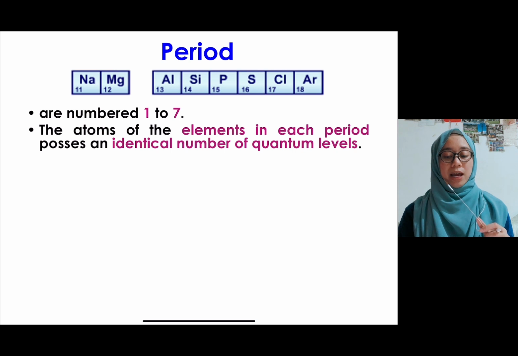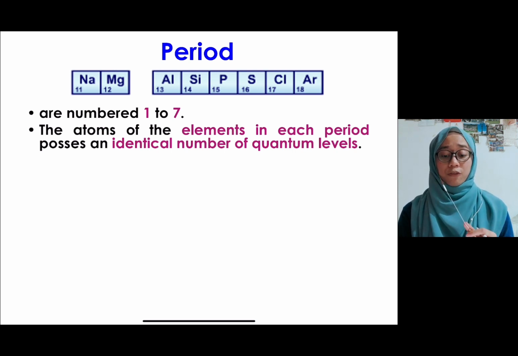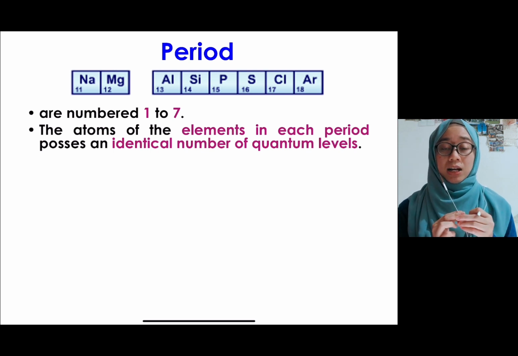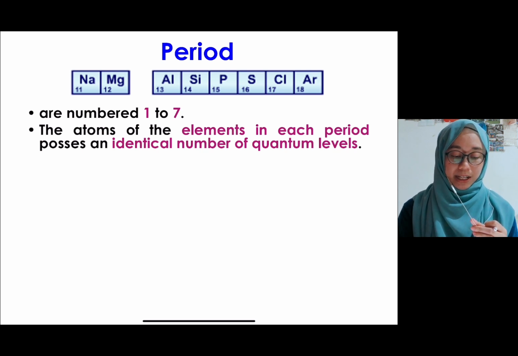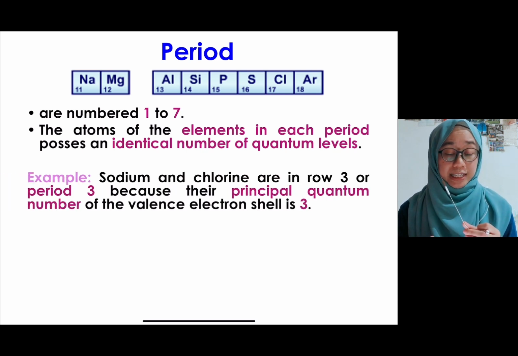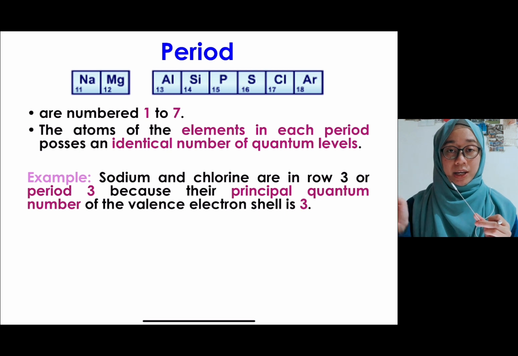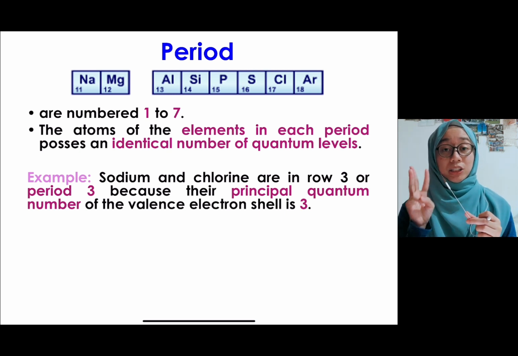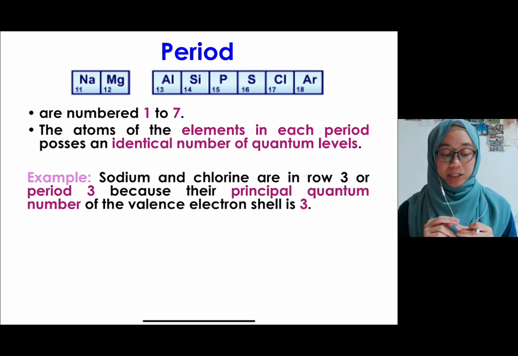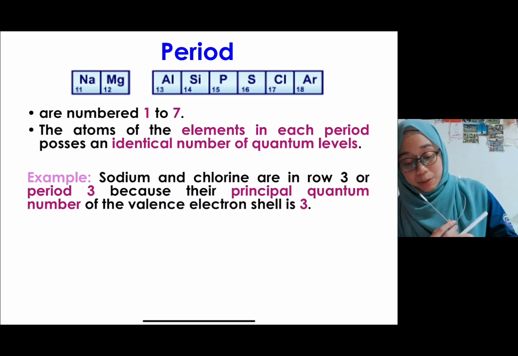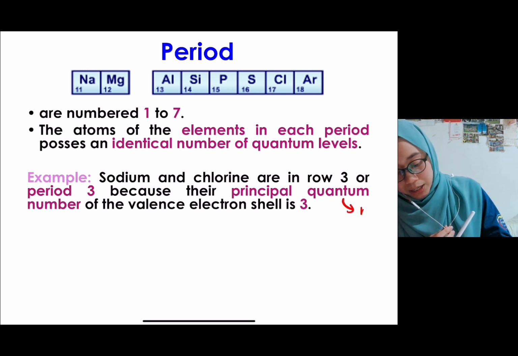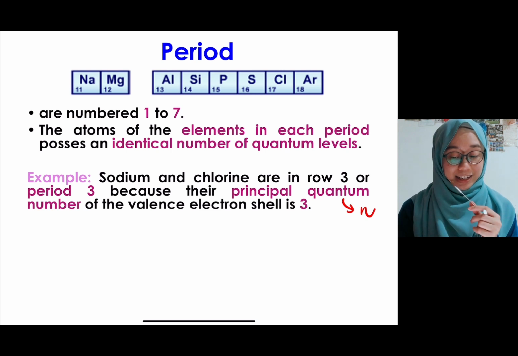So the atoms of the elements in each period possess an identical number of quantum levels. Okay, so what is meant by an identical number of quantum levels? Let's look. For example, sodium and chlorine are in row 3 or period 3 because the principal quantum number of their valence electron shell is 3. Principal quantum number. Still remember what the principal quantum number is? That is n, our value of n. Okay.